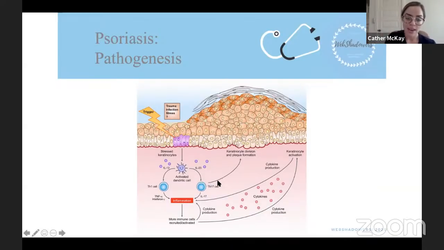And then there's an interaction between T cells and the keratinocytes, and they then start to divide. And so you get the thickness, the scaling, they're reacting to the inflammation and all the cytokines present. So it's auto-inflammatory. We don't consider it autoimmune because you're not targeting anything of your own, but it's auto-inflammatory, your immune system is just kind of going crazy.